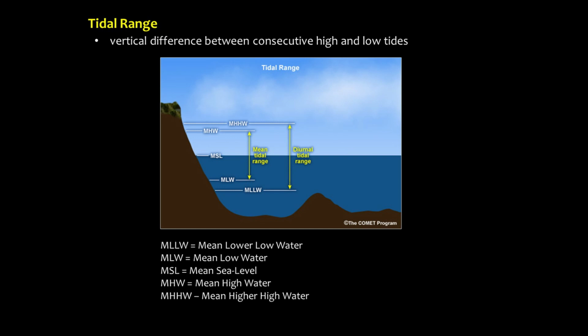Now we can have average tidal ranges, and this is what we see in this diagram here. It refers to mean low water, mean high water, and mean is just another way of saying average. So these are the average ranges that we see. Once again, I have this diagram up here just so you are aware of what different terms are, but I'm not going to ask you what MLLW or MHHW means on an exam. What I'm more concerned about is that you know what a tidal range is and the fact that it's that vertical difference between consecutive high and low tides.